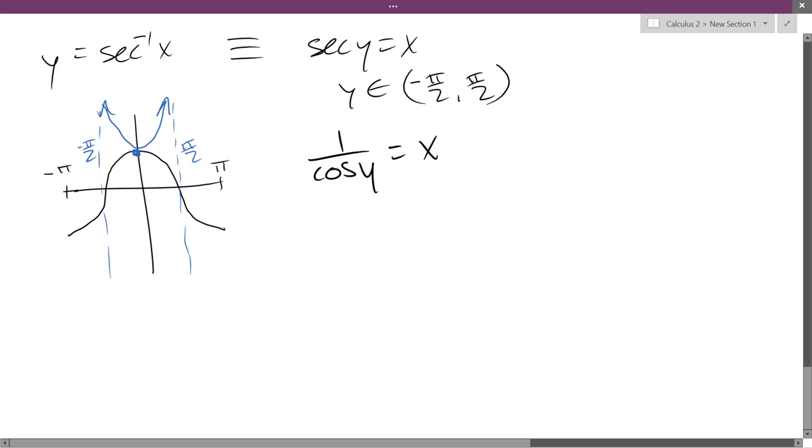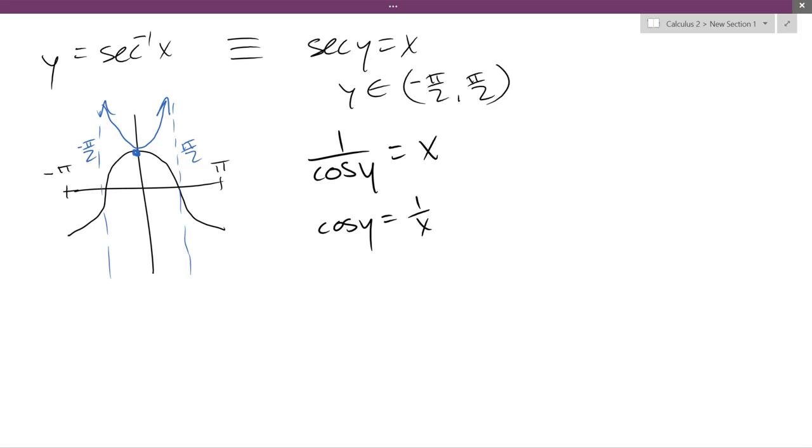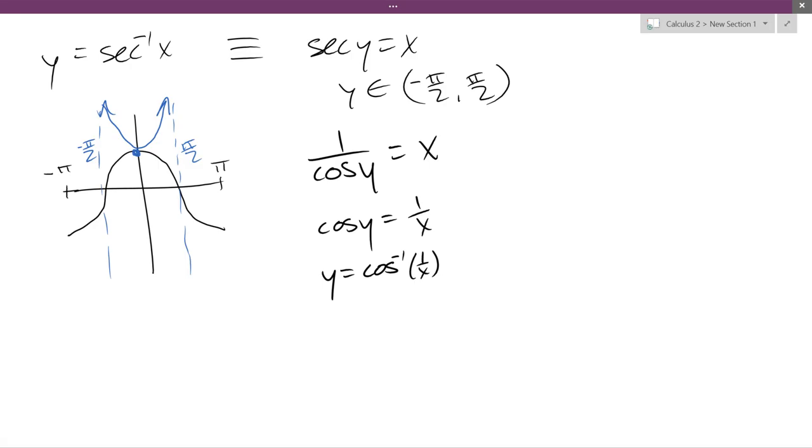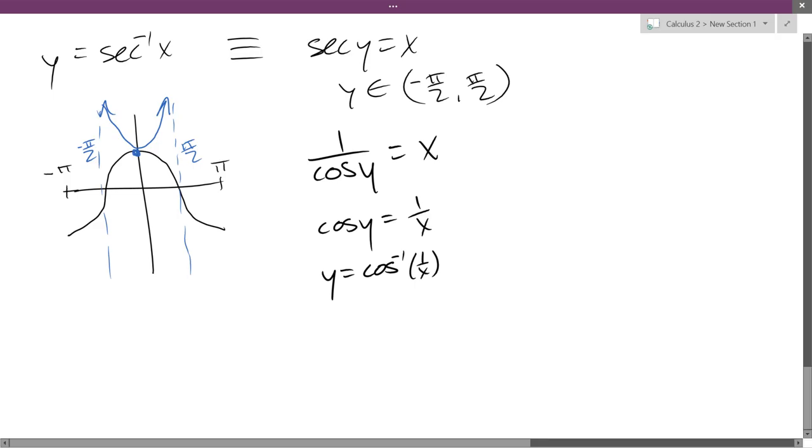So we have 1 over cos y. Now I'm going to take the reciprocal of both sides of the equation, and then we're going to uncosine both sides. So we're going to take cos inverse on both sides. So we get y equals cos inverse 1 over x. So if we started here with y equals secant inverse, and then eventually solve for y in a roundabout way, these are the same y's that we're using, so we get secant inverse x equals cos inverse 1 over x. So that is how secant inverse and cosine inverse are related.